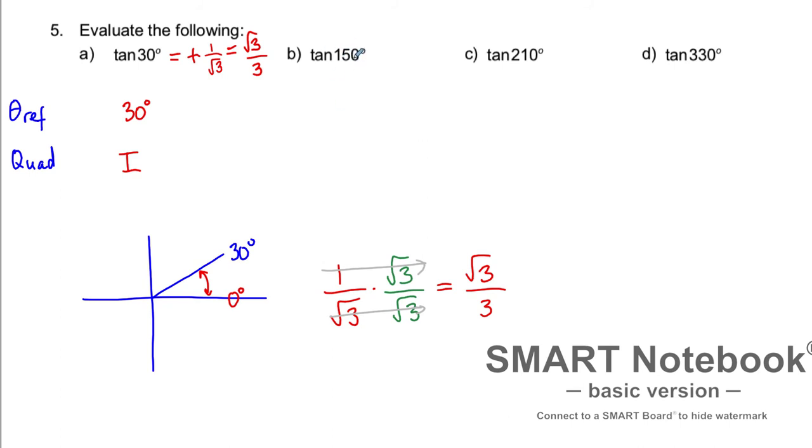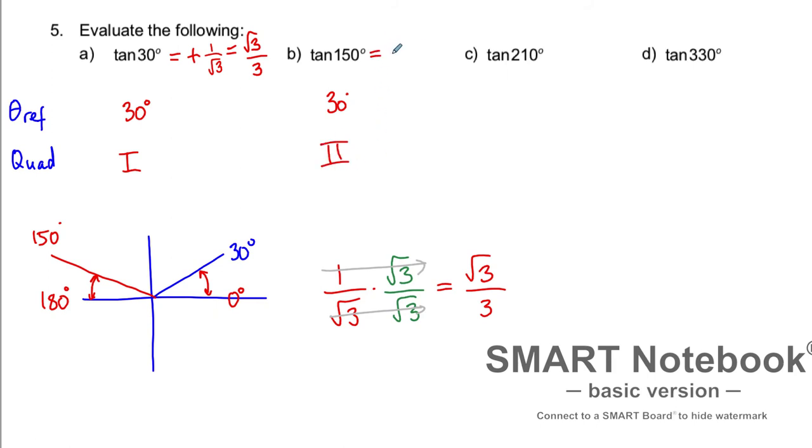Now in the next case, the angle is 150 degrees, which lies over here. And we measure the difference between 150 degrees and the nearest x-axis angle, which is 180 degrees. And so our reference angle lies in between here, and the difference is 30 degrees. So we actually see that these two angles of 30 and 150 have the same reference angle, which means they have the same reference triangle. The difference is 150 degrees lies in quadrant number 2.